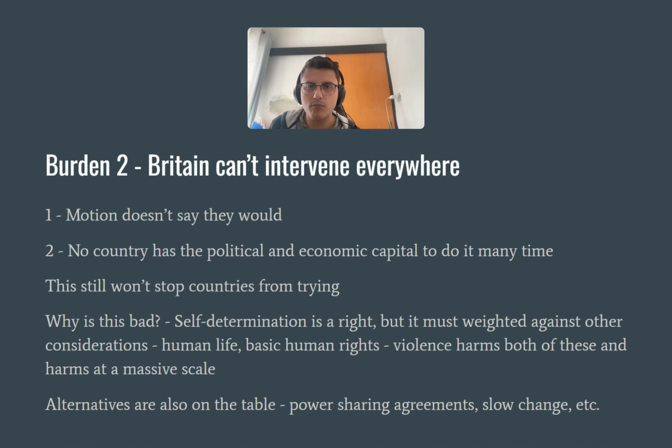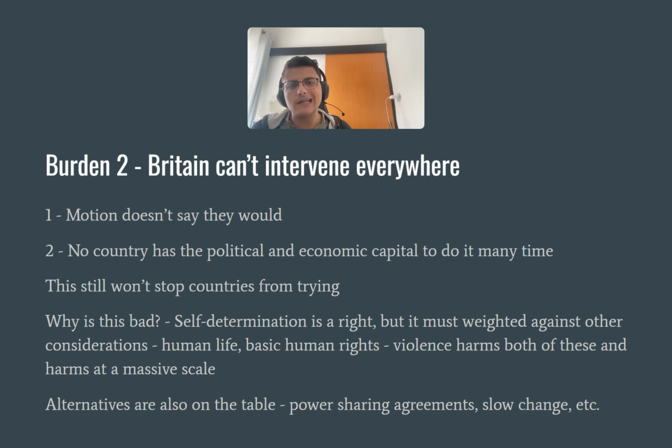Firstly, Britain can't intervene everywhere. Firstly, the motion doesn't say that they would have the fiat to do this. But secondly, no country has the political and economic capital to intervene many times. This won't stop countries from trying to seek their independence, but that doesn't mean that you have a control factor in the region to also help them out.